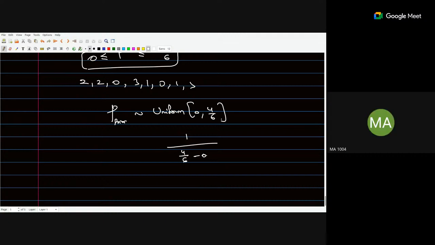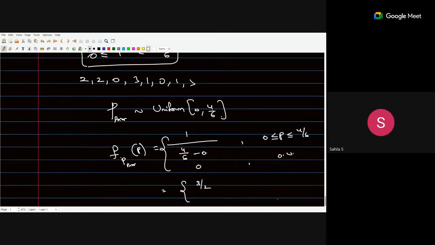Okay, the density will be reversed. Is that what you meant? Yes. Should we do that or not? I am confused with that. Ideally, we should do this. So it's 3 by 2, right? Yeah. So the prior is 3 by 2.